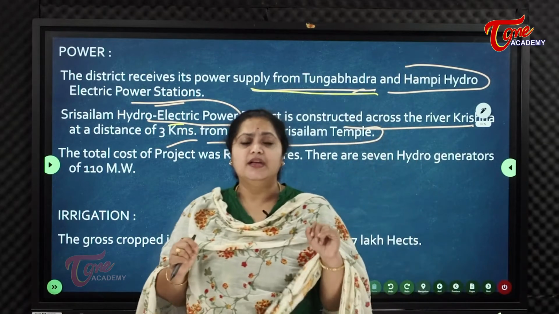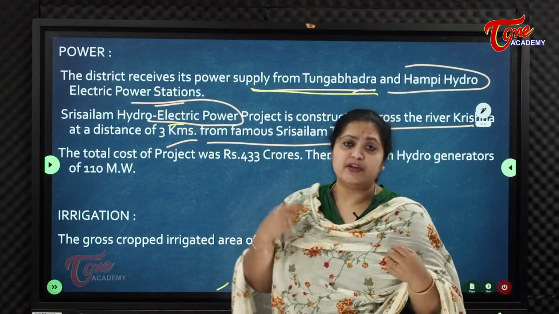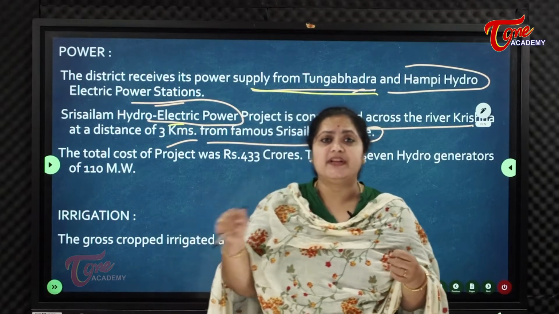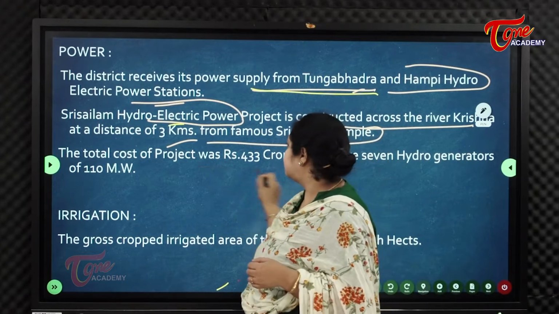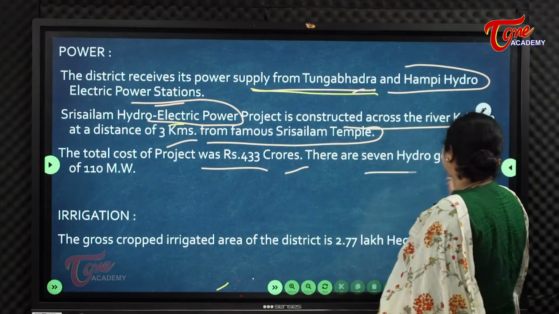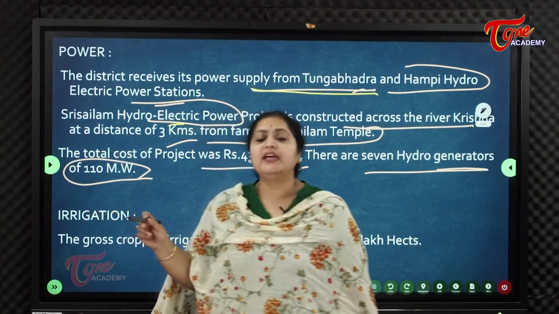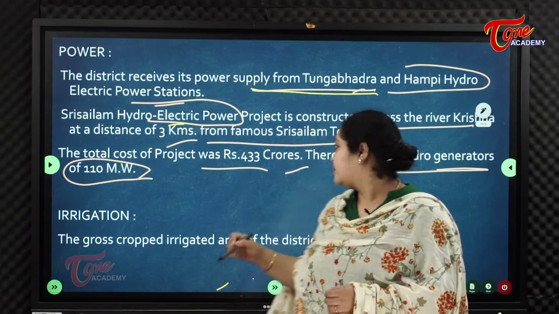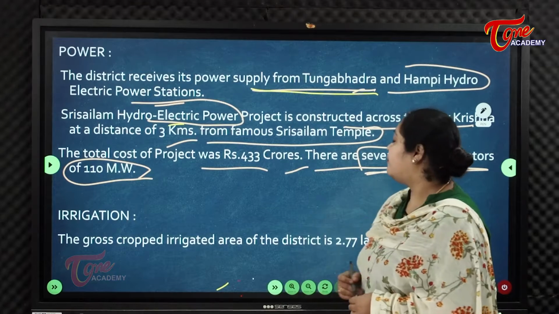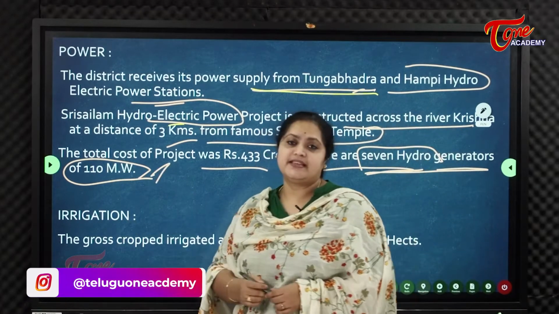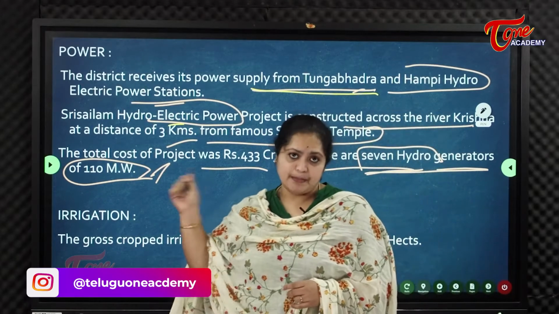One more thing to tell: Srisailam temple is one of the 12 Jyotirlingas and one of the 18 Shakti Peethas. The total cost of the project was 433 crores. There are 7 hydro generators of 110 megawatts in the Srisailam project. This is how Kurnool district receives its power.